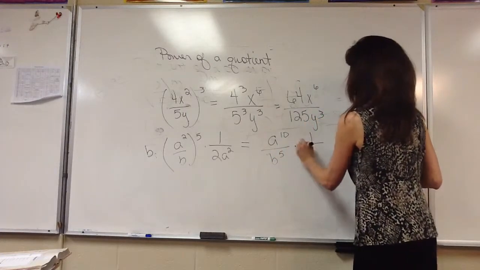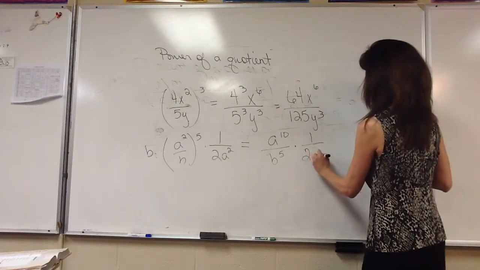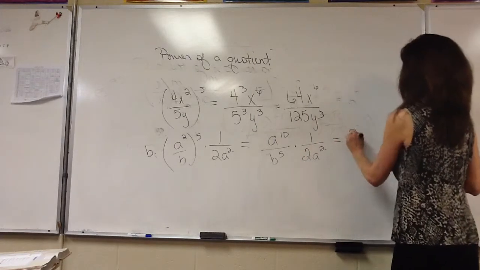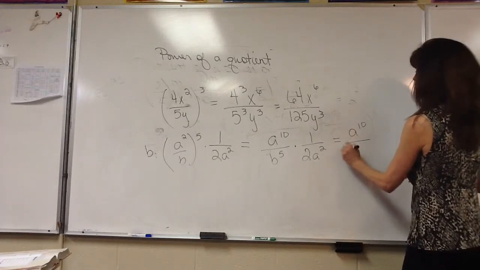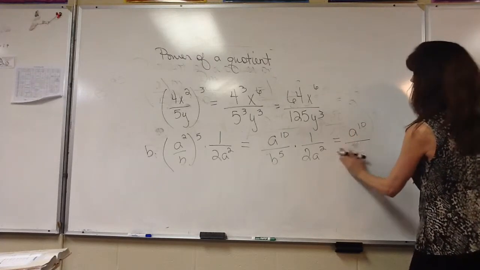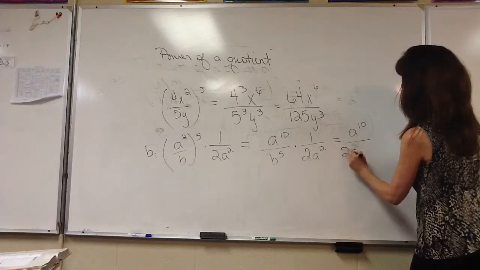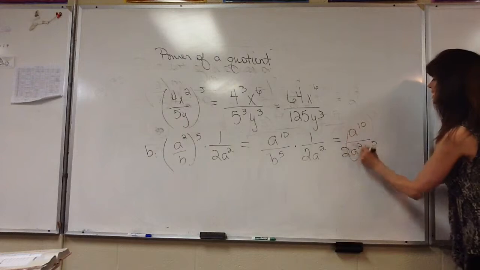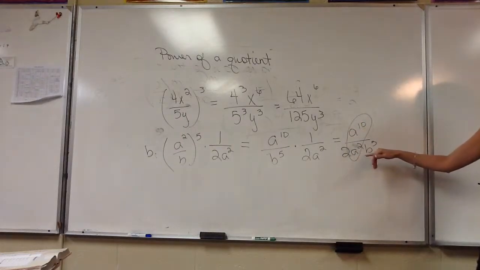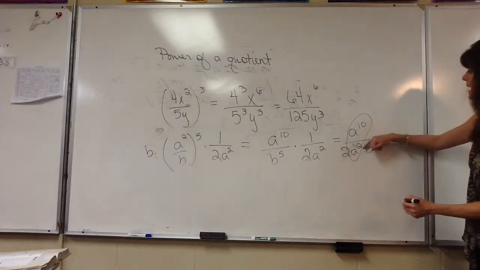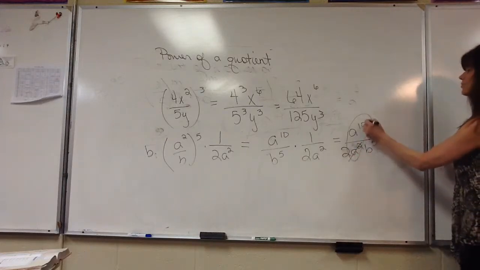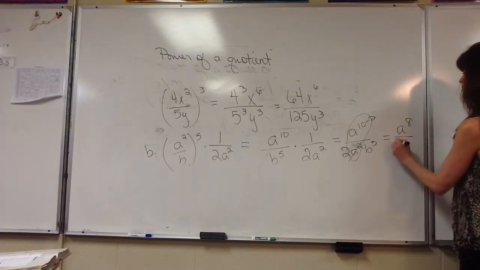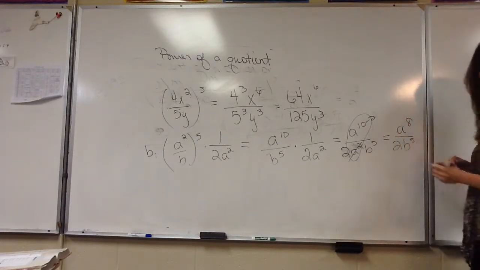Now we're going to multiply that by 1 over 2a squared. Well, we know that that's going to be equal to a to the 10th power over b to the 5th power times 2a squared. But we're going to deal with these a's, so I'm still going to subtract the exponents here. So it would be 10 minus 2, and that will make it a to the 8th power over 2b to the 5th power.